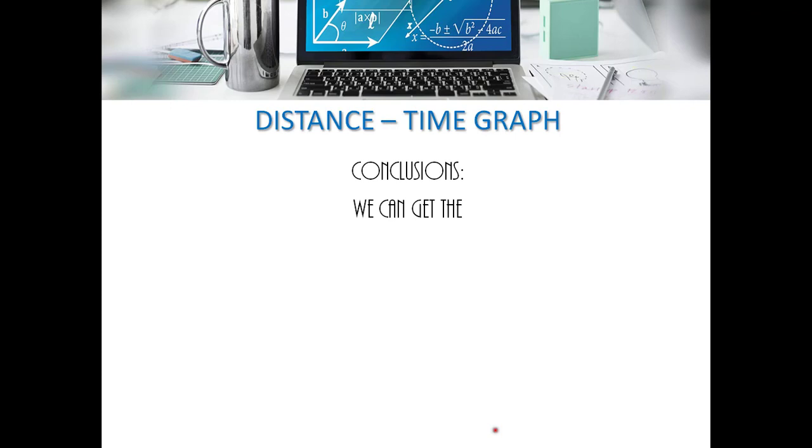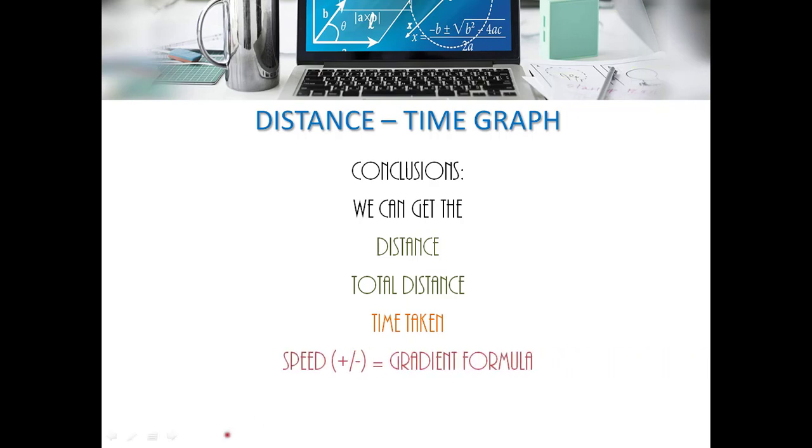So for distance time graph, the conclusions are that we can get the total distance, going to plus walking back. And then we will know the time taken. You should look closely at your questions. And then another one is speed, positive and negative, which is the formula of gradient.